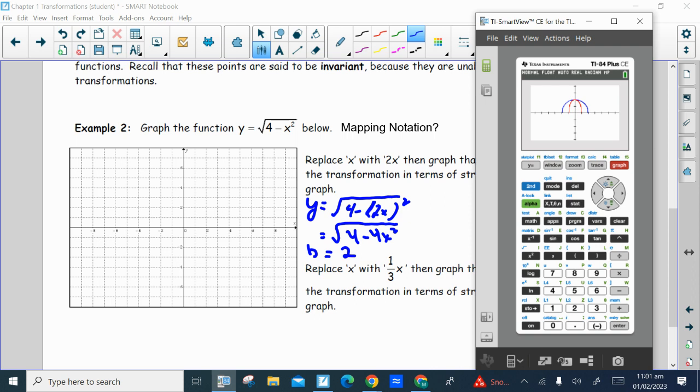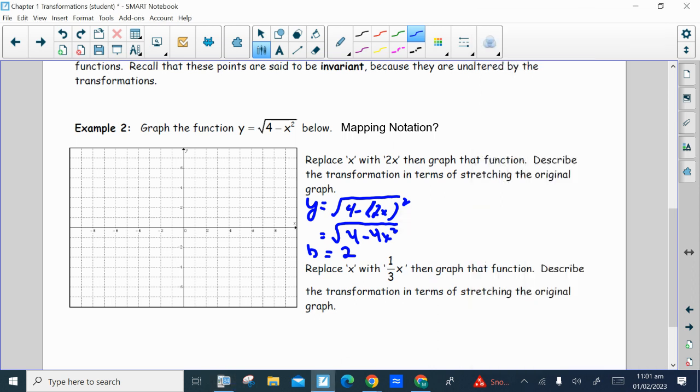the y-intercept was invariant, but the x-intercepts changed. The x-intercepts are half of what they were originally. We went from x-intercepts of plus and minus 2 to x-intercepts of plus and minus 1. The x-intercepts are half of what they were before. And in fact, all the x values are half of what they were before. What really happened here is we had a horizontal stretch, but the stretch factor is half because the x-intercepts are half of what they were before.